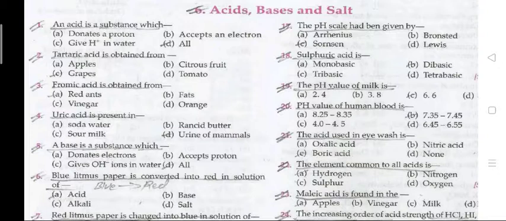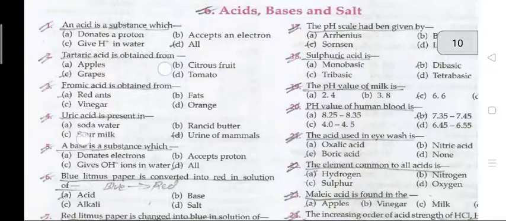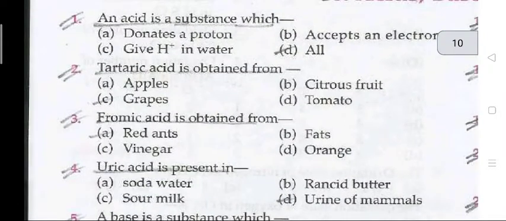Today we discuss the topic acid, base and salt and its objective questions. Those are very important for your upcoming examinations. First question is that an acid is a substance which donates a proton, accepts an electron, gives H plus in water. The right answer is D, all.